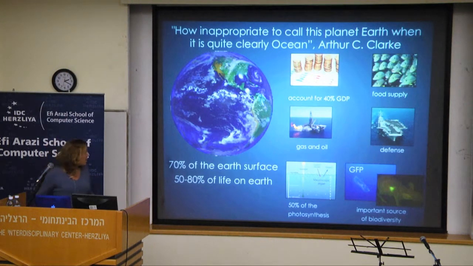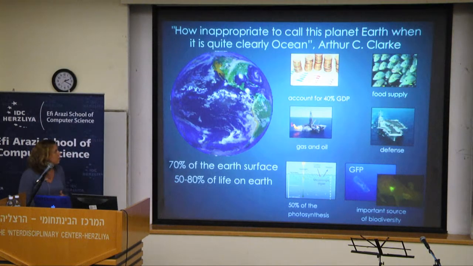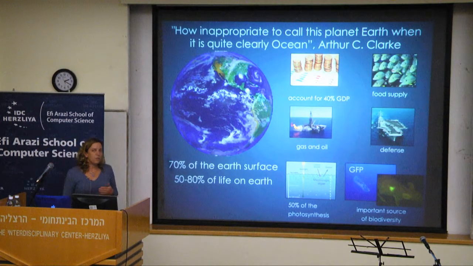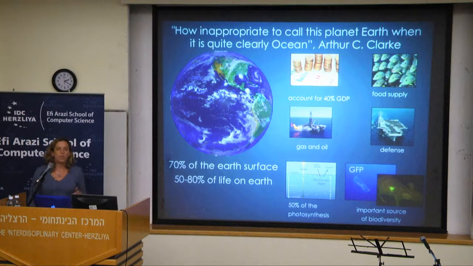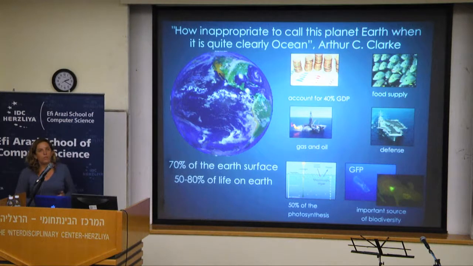If we look at the Earth, there is a famous saying by the writer Arthur Clarke. He said, how inappropriate to call this planet Earth when it's quite clearly ocean. And indeed, when you look at the numbers, 70% of the Earth's surface is covered by ocean. In volume, it's even more. And 50 to 80% of life on Earth is in the ocean. More or less every statistic shows the ocean is controlling our planet, and it has a great influence on our life.